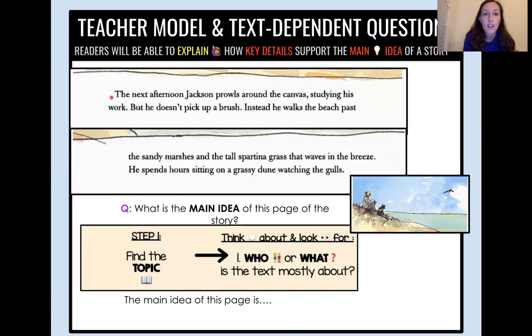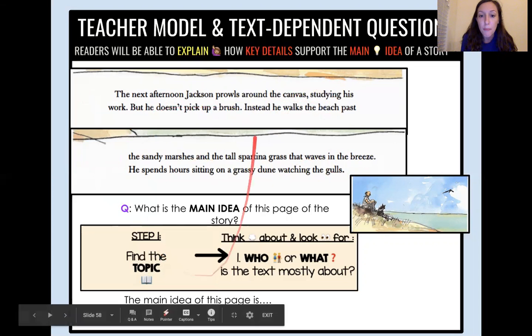The next afternoon, Jackson prowls around the canvas, studying his work, but he doesn't pick up a brush. Instead, he walks the beach past the sandy marshes and tall spartina grass that waves in the breeze. He spends hours sitting on a grassy dune watching the gulls.